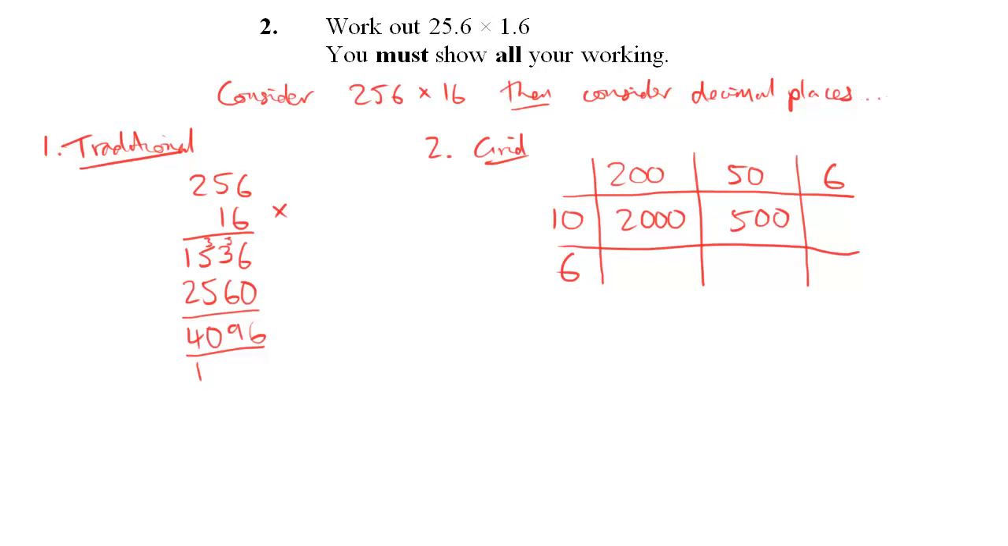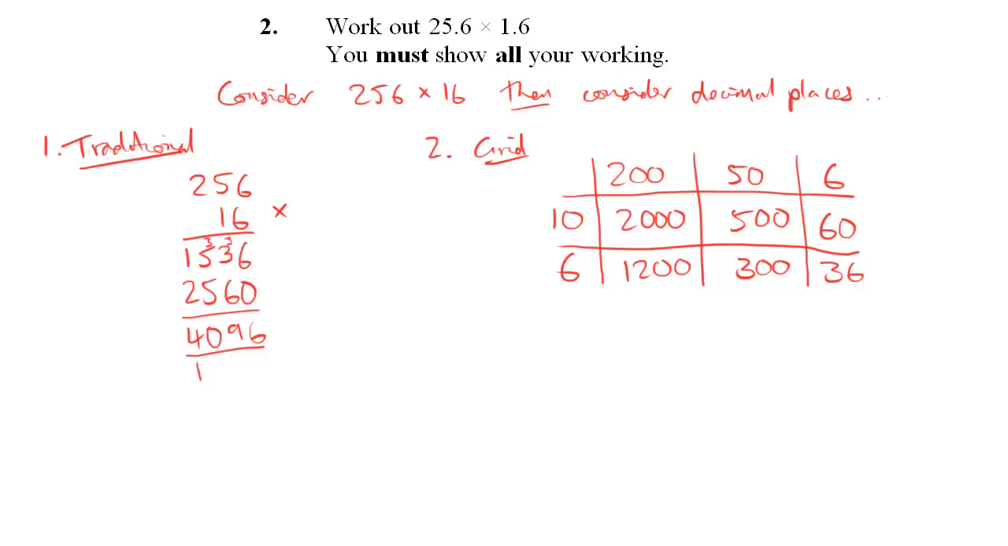10 times 200, 10 times 50, 10 times 6. And then on the bottom row, 6 times 200 is 1,200. 6 times 50, 6 times 5 is 30, so that's going to be 300. And 6 times 6 is obviously 36. Now you need some way to add up these six numbers.